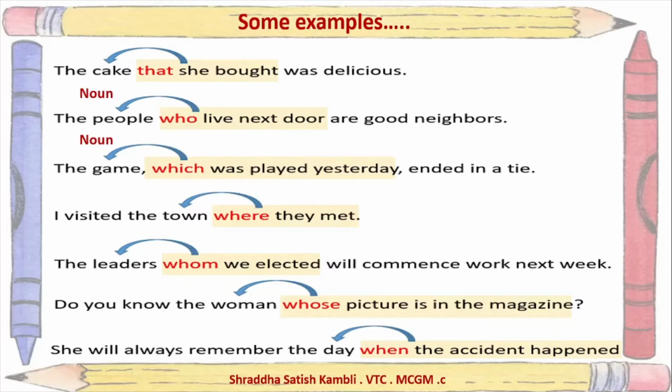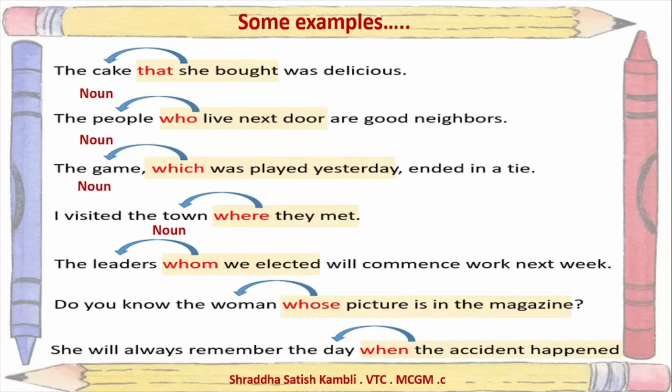The game which was played yesterday ended in a tie. So we are talking about a particular game. So the game is the noun here. Which game ended in a tie? Not the game which was played day before yesterday, not the game which was played last month, but the game which was played yesterday ended in a tie. I visited the town where they met. So which place did you visit? The town. Which town? Where they met.